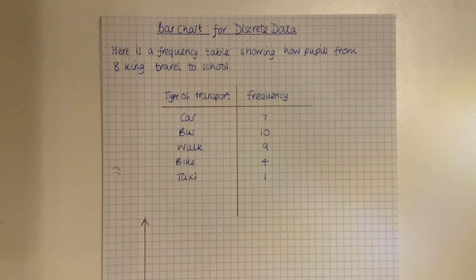The other type of data is continuous, and that's things like height and weight, things that can take many values, not an exact one like the one that we're looking at today.